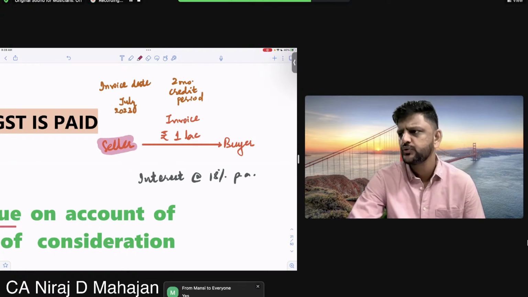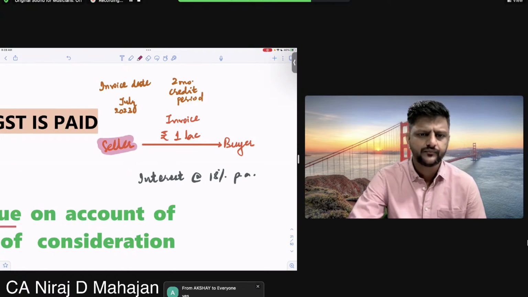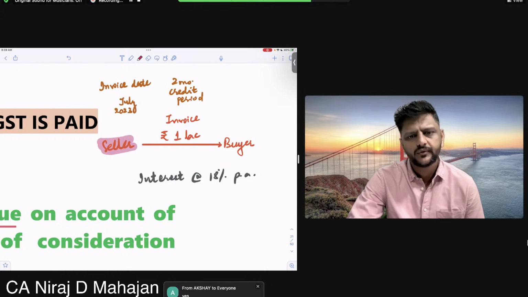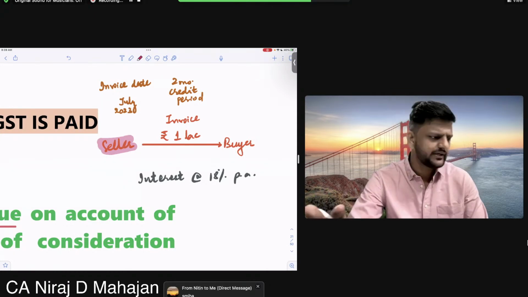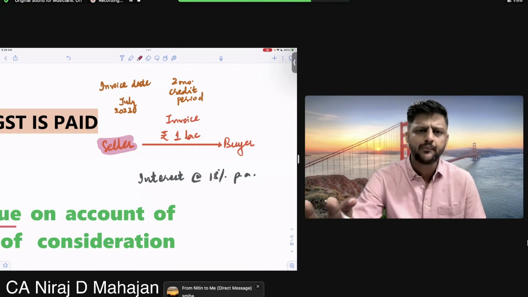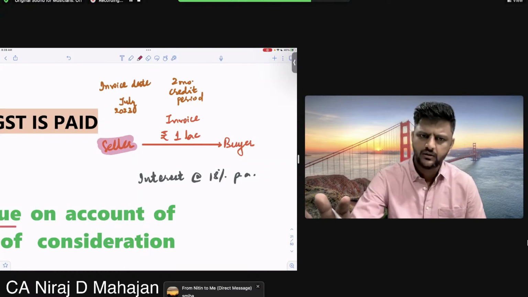Akshay, Kushbu, Nitin. Pakka, Nitin, okay or no? So in July you have sent the goods along with the invoice. So the time of supply of that rupees 1 lakh is July.